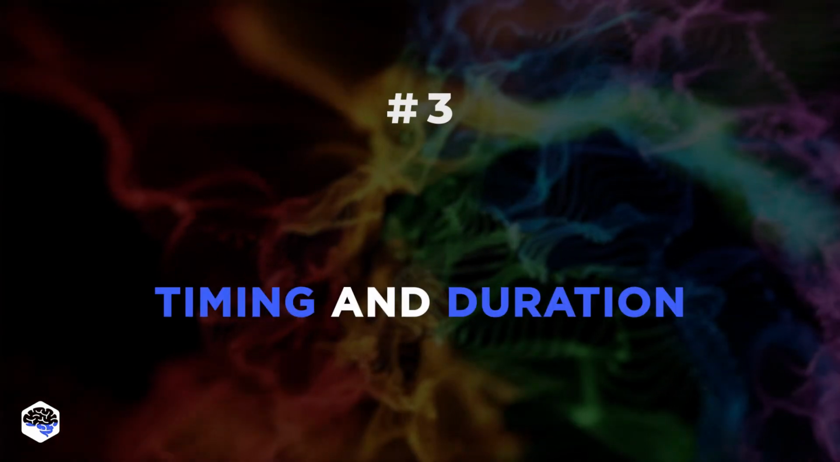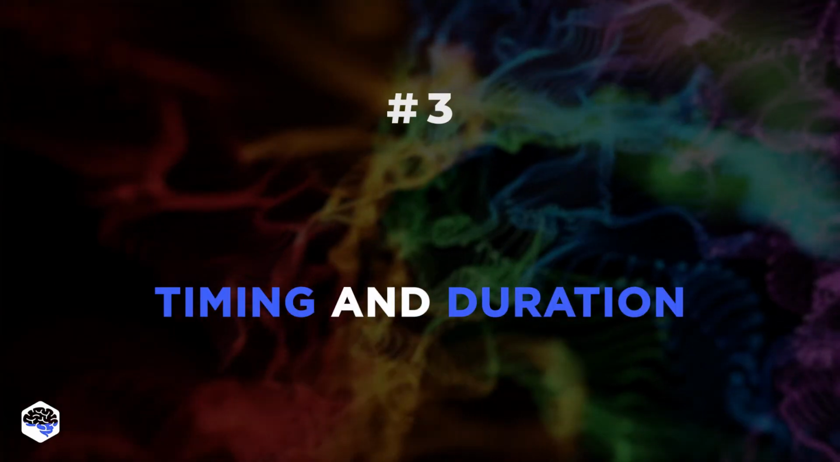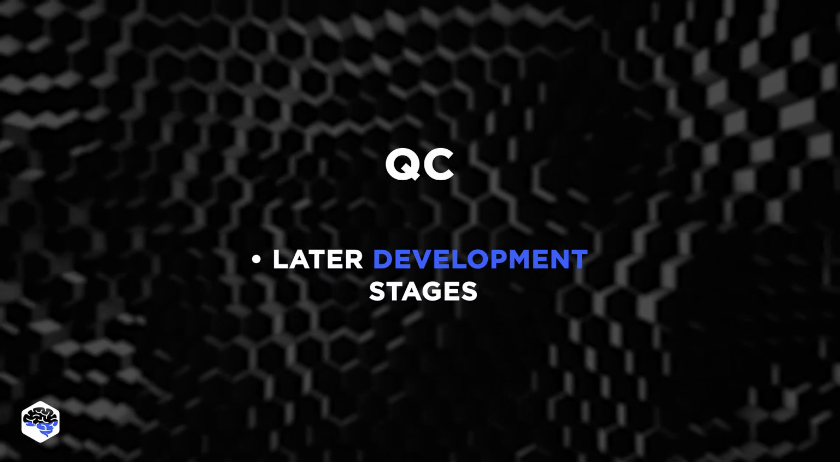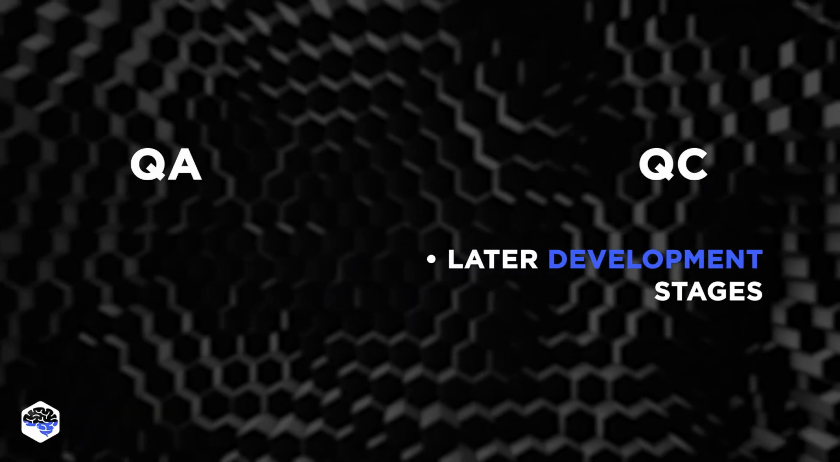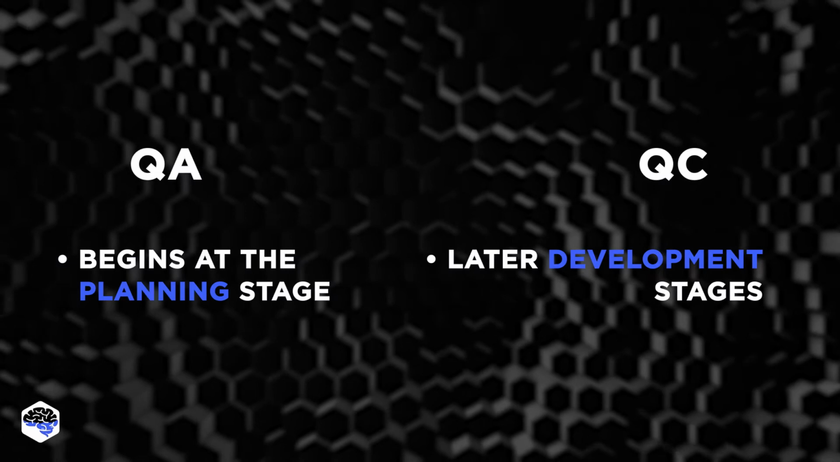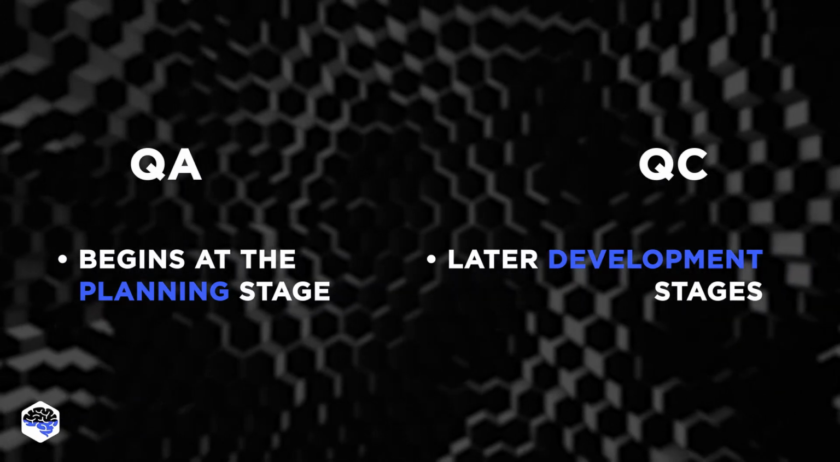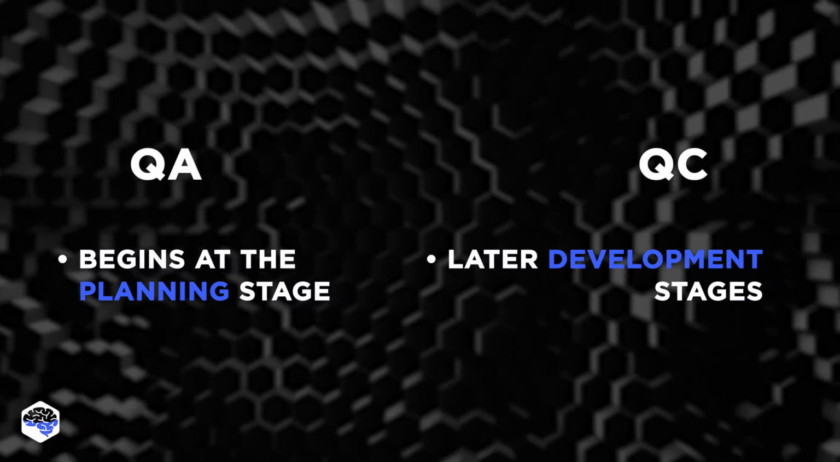3. Timing and duration. At Jelvix, QA starts at the beginning of the process at the planning stage. QC starts at the later development stages, once there are ready pieces of functionality. QA is a long-term continuous process, oriented at improving the team. QC lasts less, as long as the team has a product to work on.